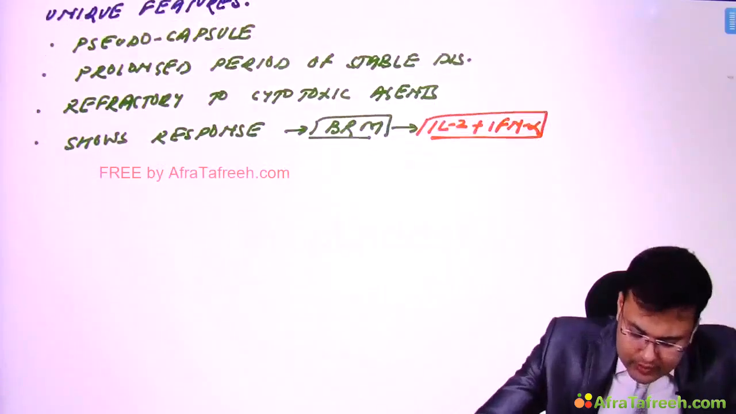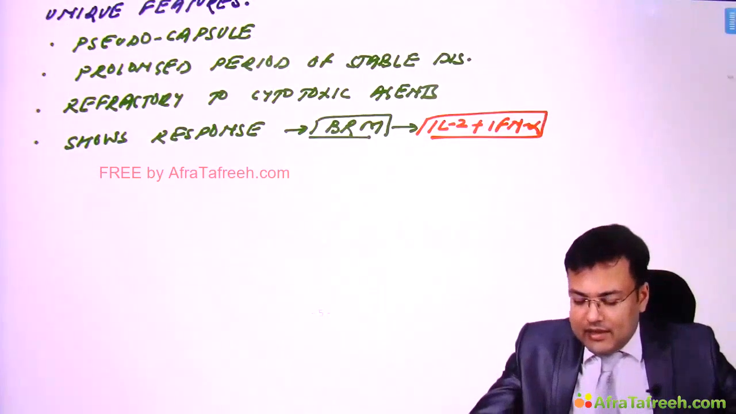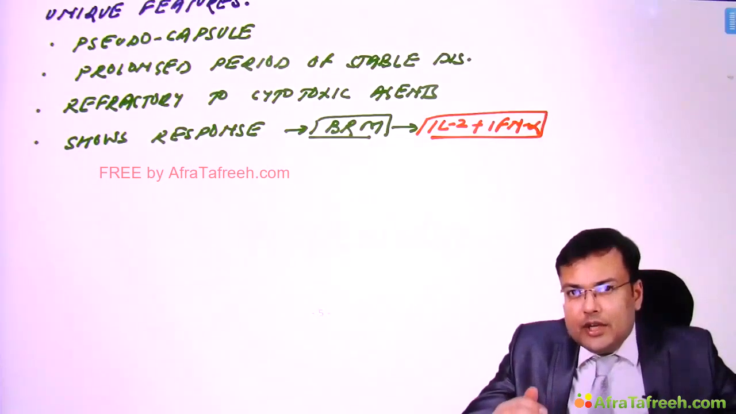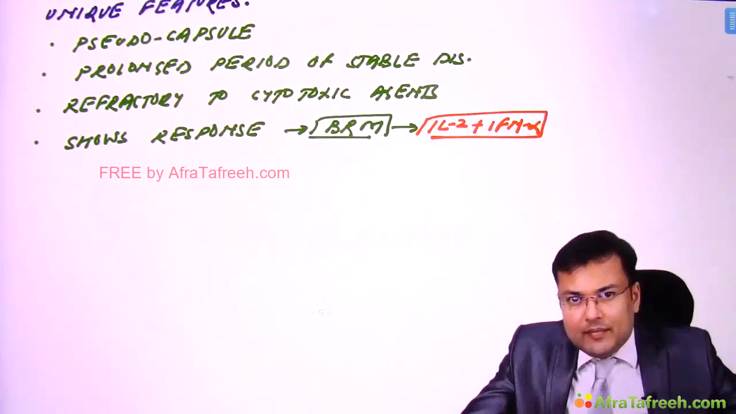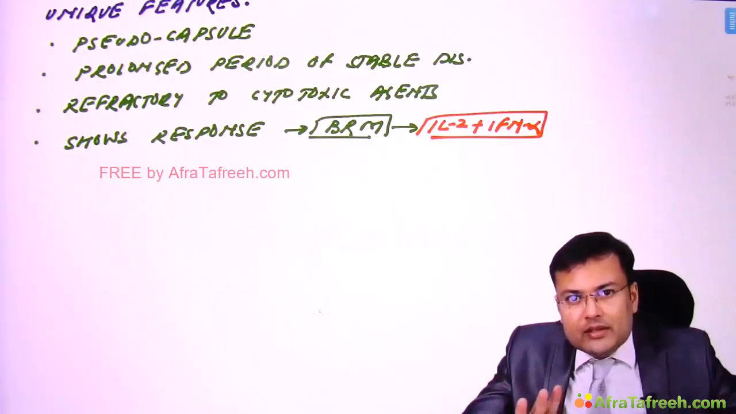So it shows response to biological response modifiers, interleukin 2 and interferon alpha. What is another important property? That RCC shows the property of spontaneous regression. Can you believe that a patient is having RCC and on its own it disappears? So it has the property of spontaneous regression.